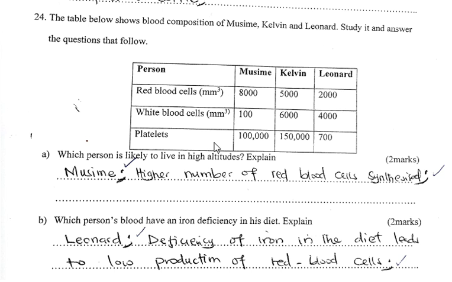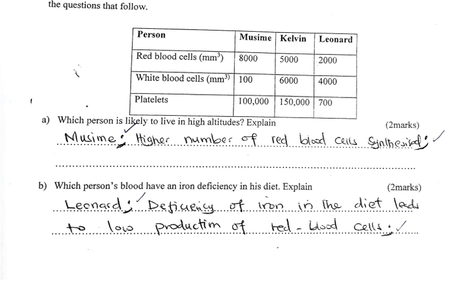Question 24. The table below shows blood composition of Musime, Kevin, and Leonard. Study it and answer the questions that follow. You can see the table. Musime has red blood cells 8,000, Kevin 5,000, Leonard 2,000. White blood cells, Musime 100, Kevin 6,000, Leonard 4,000. Platelets, Musime 100,000, Kevin 150,000, Leonard 700.